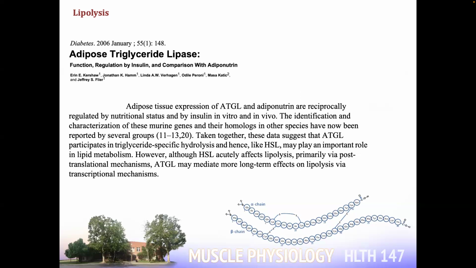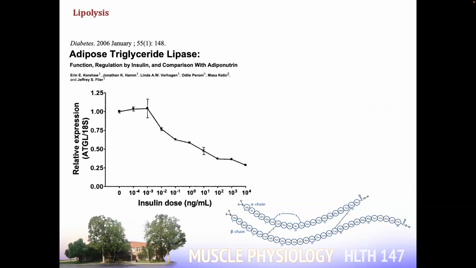Now, the genetic expression of adipose triglyceride lipase, meaning how much of the enzyme you're making, is influenced by nutrition and insulin. So, insulin seems to affect long-term lipolysis by affecting genetic expression of adipose triglyceride lipase. Looks like this. The greater the dose of insulin, the lower the expression of ATGL, adipose triglyceride lipase. So this is one explanation for how a sugary diet, a high carbohydrate diet can affect body composition in the long term.